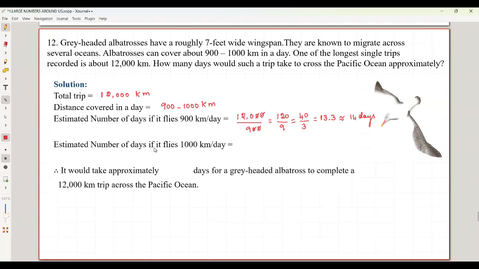Next, the estimated number of days if it flies 1000 kilometers per day. We can just divide 12,000 by 1000. The zeros get cancelled, and I'm getting 12 days. Therefore, it would take approximately 12 to 14 days for a grey-headed albatross to complete a 12,000 kilometer trip across the Pacific Ocean.